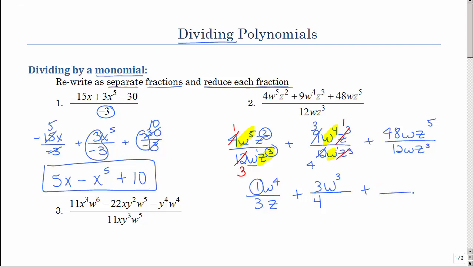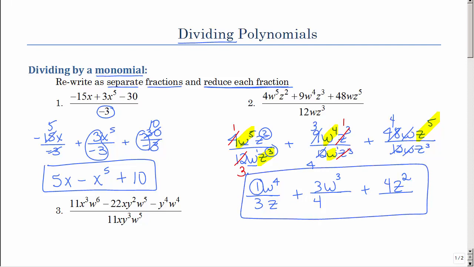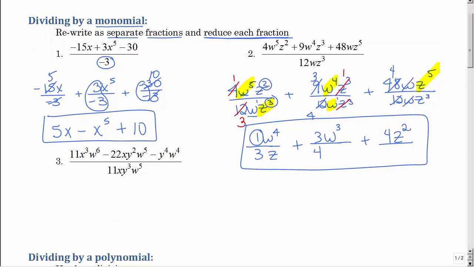The last fraction, let's see, 12 goes into 48 4 times, or 4 over 1. W divided by W is 1. And then on the z's, there's more z's on top, so we leave it on top, and 5 minus 3 is 2. I know that's an ugly way to write your answer, but you could leave it like that. That's fine with me. Let's look at this third one.